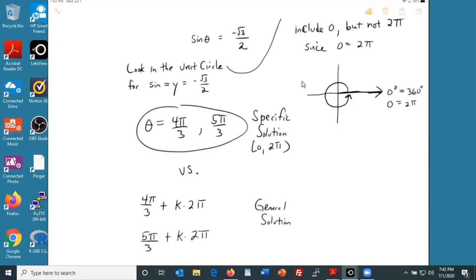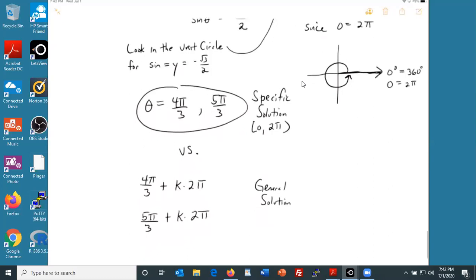Why aren't we doing that here? Because remember, the general solution represents the infinite solution. And I don't want that here. I want specific solutions that are only between 0 and 2 pi. So since I know that my solutions can only be between these two values, that means your solution can't be infinite. All right? So in other words, the specific solution is the opposite of infinite. It's a finite solution.